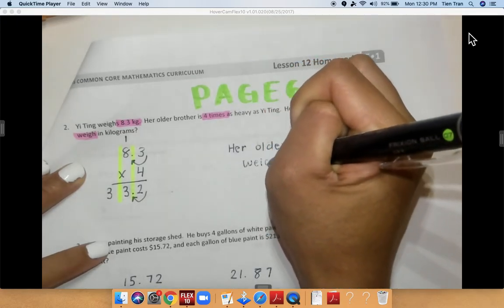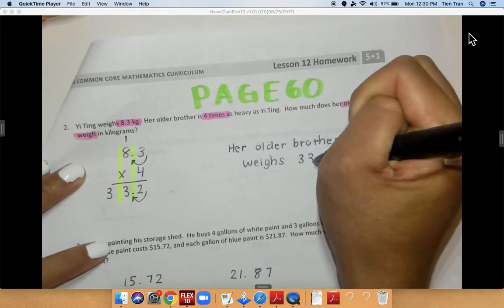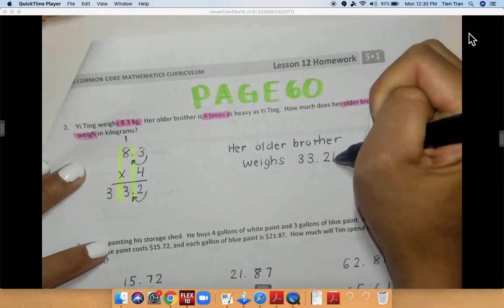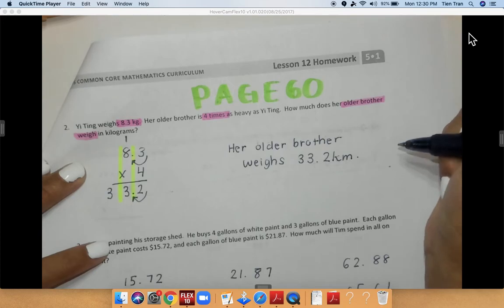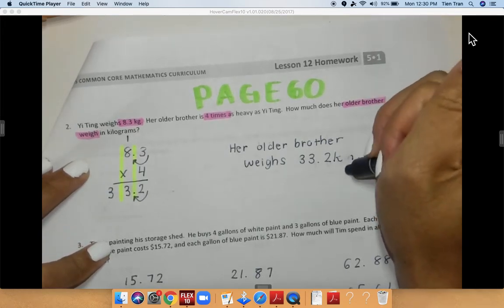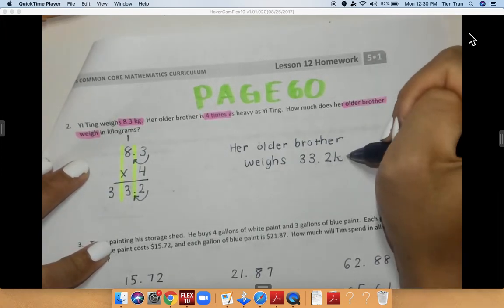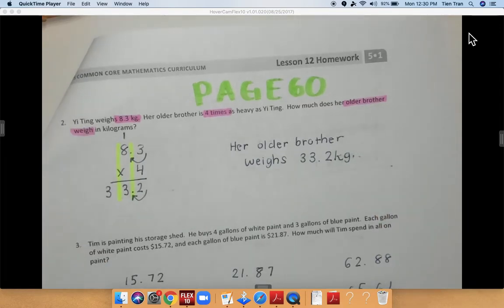weighs 33 and 2/10 kilograms, sorry. Kilometers is when you measure distance, so kilograms.